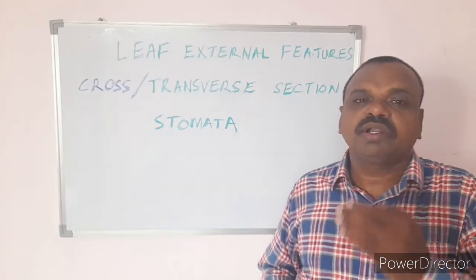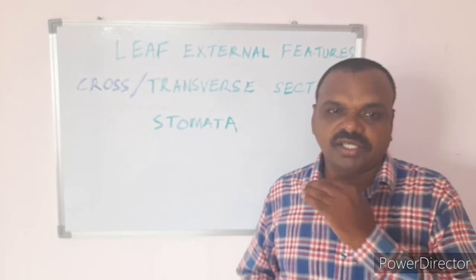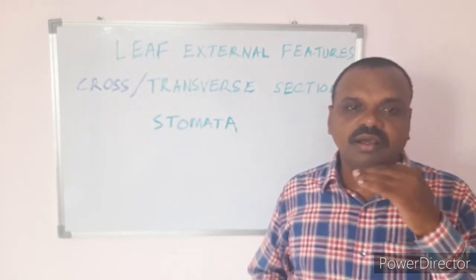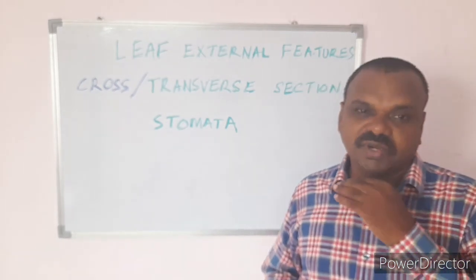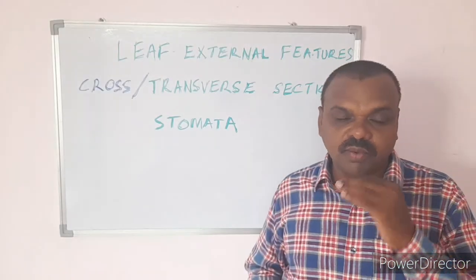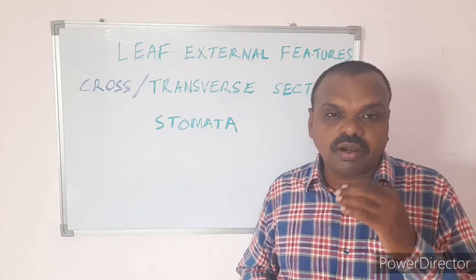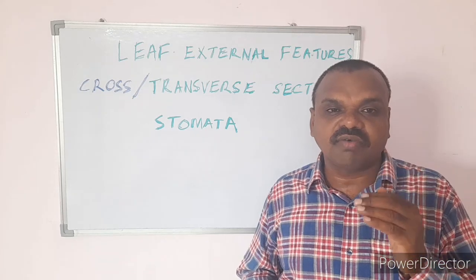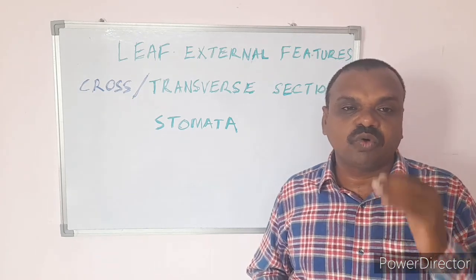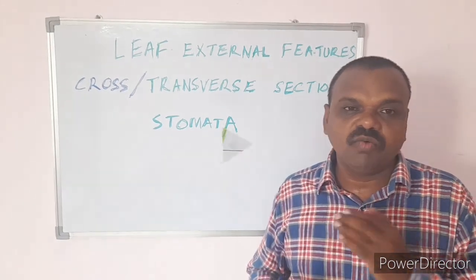Here, we will understand the external features of the leaf, I mean the parts of the leaf, and the internal tissues of the leaf. What are the tissues present in the leaf, and the importance of stomata, make us clearly understand how plants survive and how plants perform photosynthesis without any interruption. Now let us see one by one.